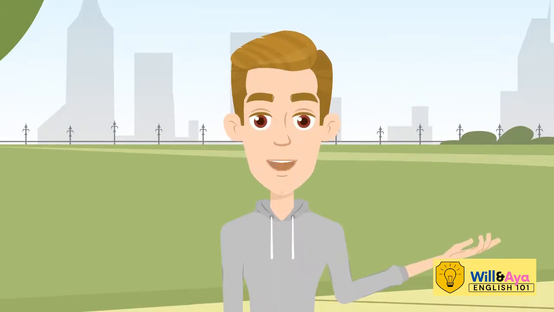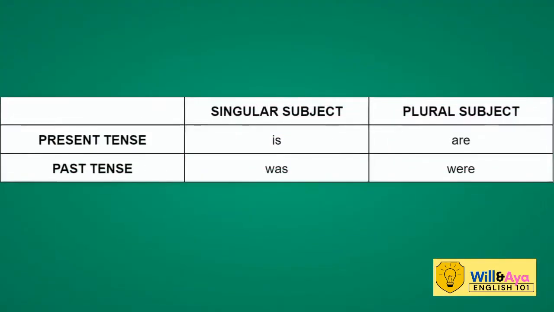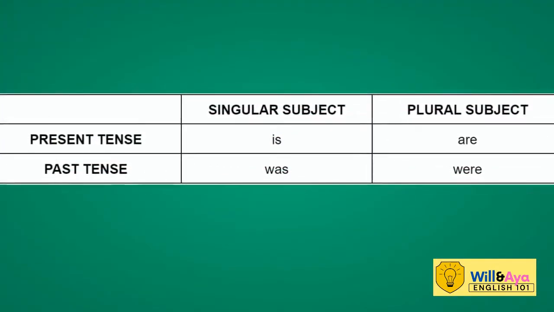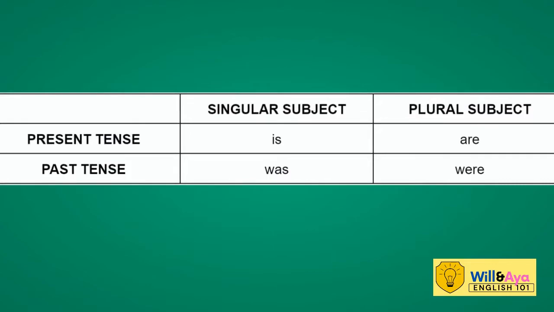Thanks, Miss Molly. These are common linking verbs. For present tense, is would be the singular subject, and are for the plural subject. Or, for the past tense, you can use was for the singular and were for the plural.